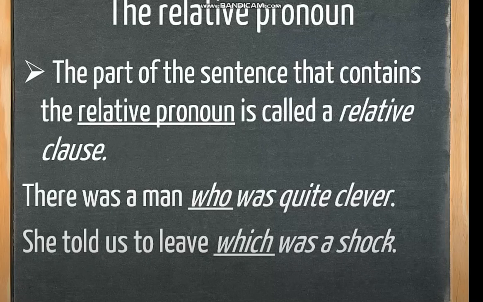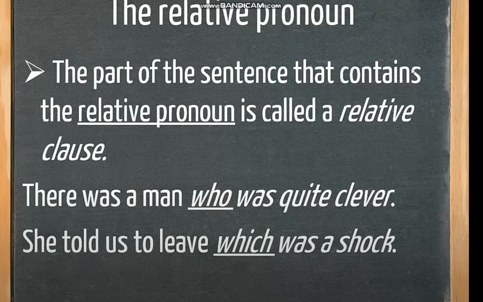Okay, so what is being said? It is "quite clever," so "quite clever" is the clause over here. In the next sentence, "She told us to leave, which was a shock." So "a shock" is the relative clause, and here the antecedent is "to leave." Is that clear? Whatever the result is, is the relative clause.